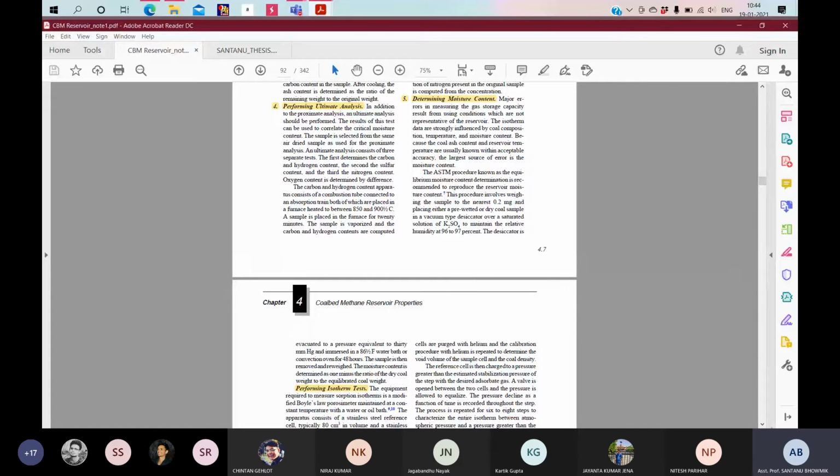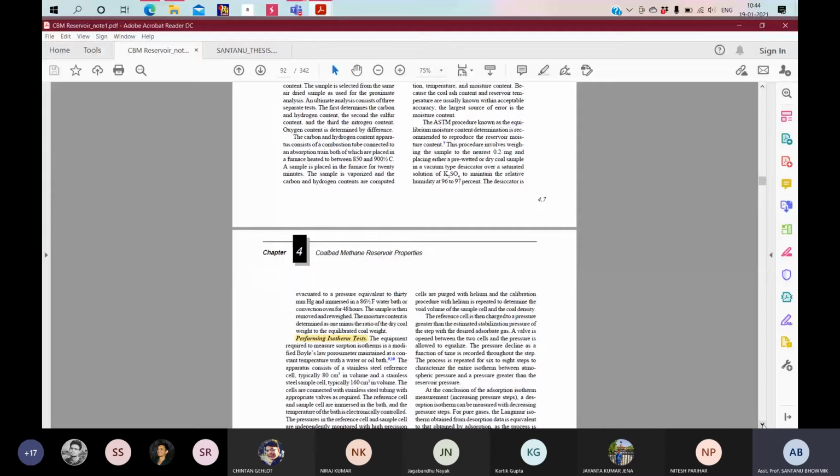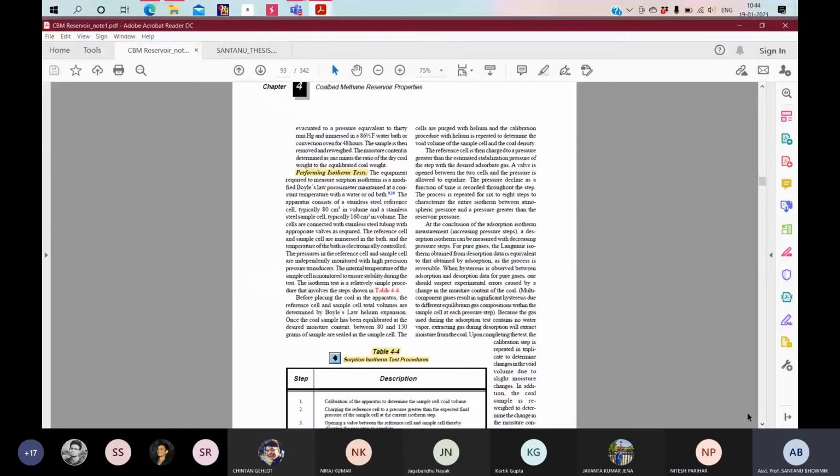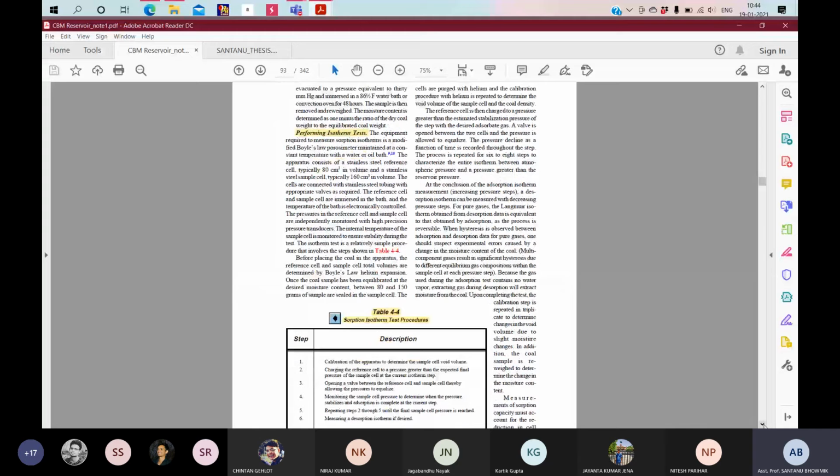Okay. Next is the isotherm testing. What is isotherm testing? Iso means constant or the same, therm is related to temperature. So at a particular temperature, you are going to vary the pressure and you are going to get the volume of the gases that are going to be adsorbed. And you are going to follow here the material balance equation.